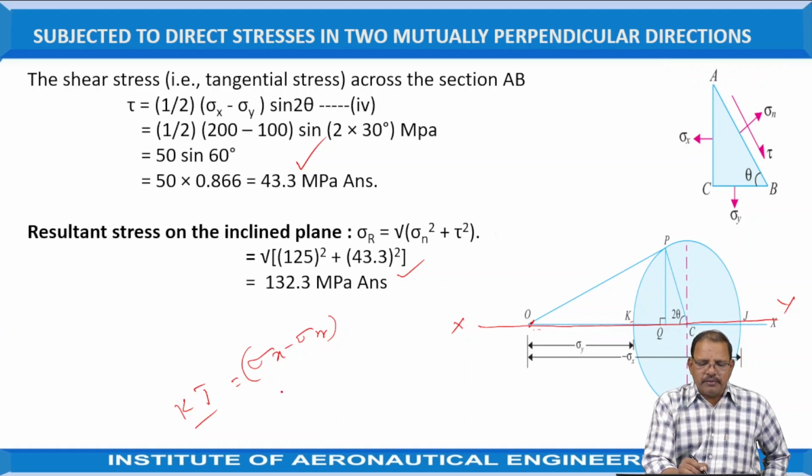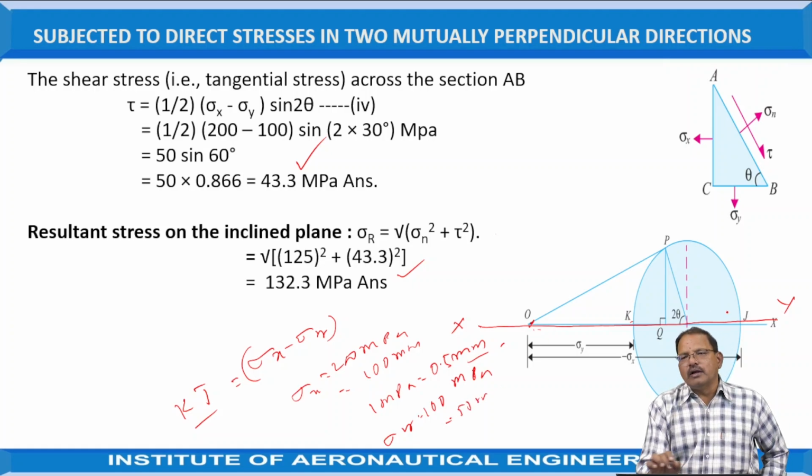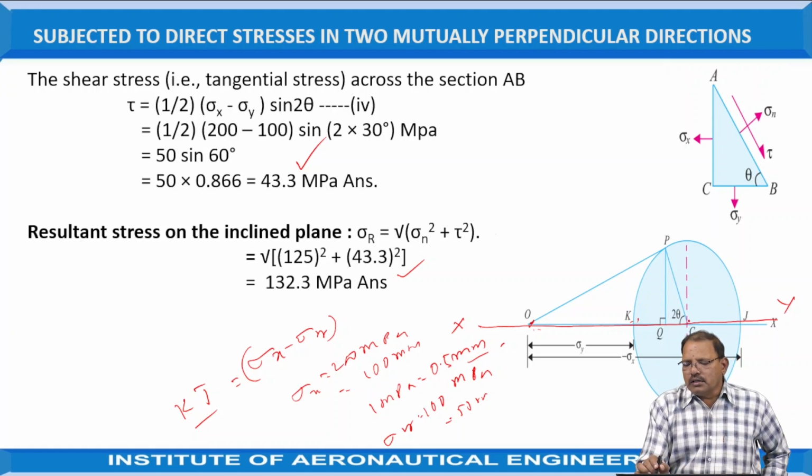Now, for a suitable scale, I am taking σx equal to 200 megapascal, as given. Here I am taking this equal to 100 mm, so 1 megapascal is represented by 0.5 mm. Similarly, σy equal to 100 megapascal is given, which I am taking as 50 mm, just to represent the values. Here KJ is representing the difference of these two values, that is σx − σy. Take C as center and draw the circle.